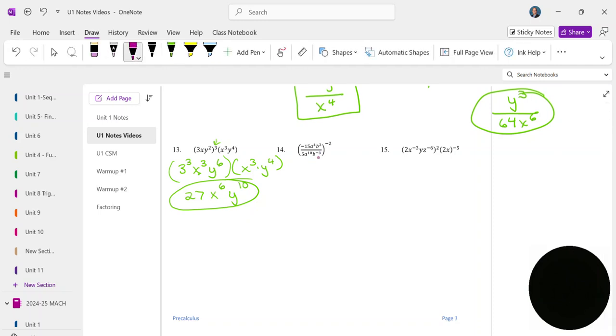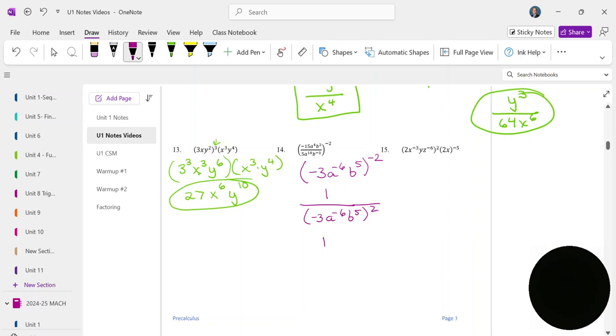Here in the parentheses, I'm going to simplify, so I get negative 3. And then 4 minus 10 gives me a to the negative 6th. 2 minus a negative 3 gives me b to the 5th. And then that's raised to the negative 2nd. So remember, if I'm raising it to the negative 2nd, that means it's 1 over this to the second power.